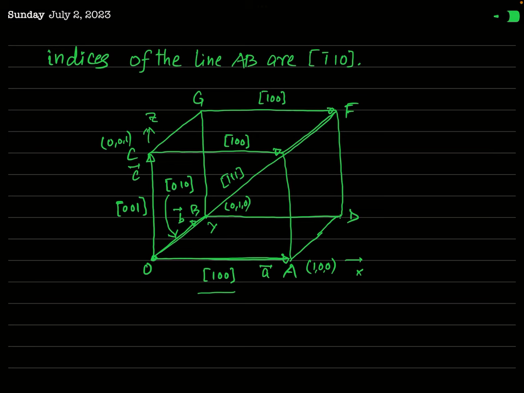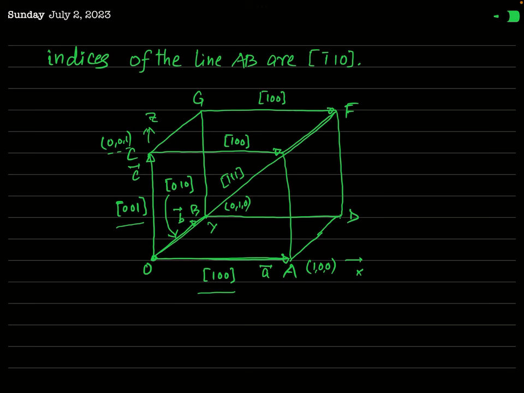Similarly, if we talk about this point C, this OC direction is also along an edge of this cubic lattice, and what will be the coordinates of this point? That will be 0, 0 and 1. So the indices which represent the direction OC will be written as 0, 0, 1 inside this square bracket.